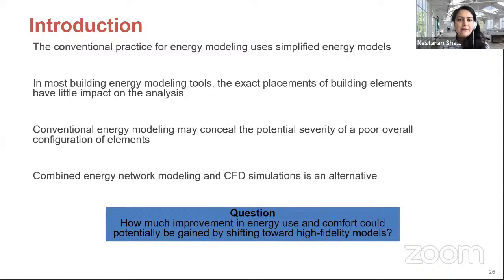An alternative would be to combine building energy network modeling and CFD simulations. And the question that we want to look into in this work is how much improvement in energy use and comfort could potentially be gained by shifting toward such high fidelity models. Next, please.